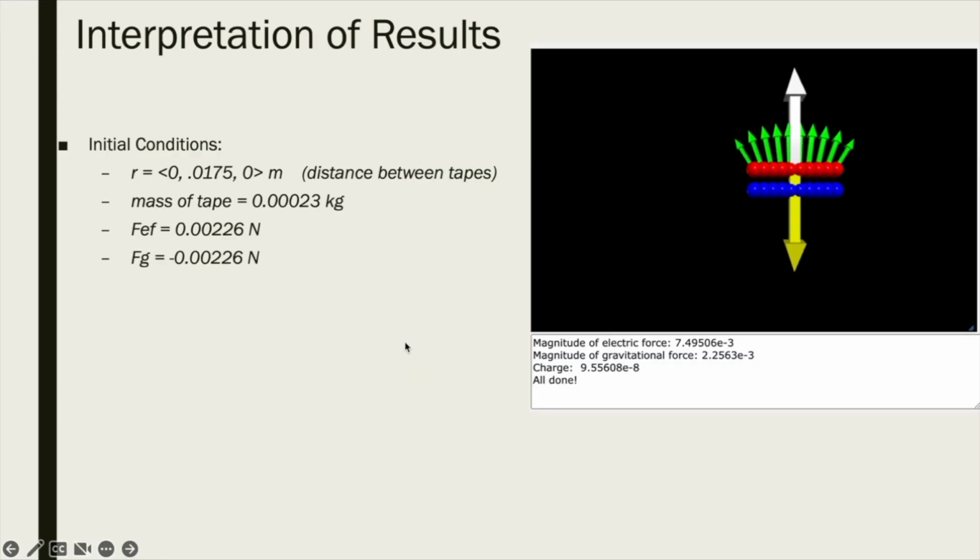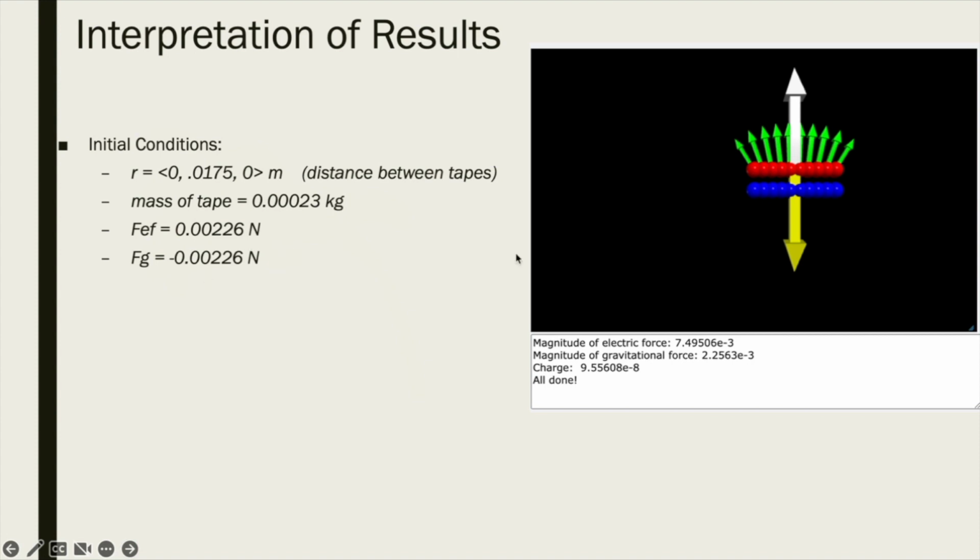Interpretation of our results: we have our initial conditions previously mentioned, we see this R vector of 0 in the X, 0.0175 in the Y and 0 in the Z. The distance between the tapes, the mass of the tape was 0.0023 kilograms, and that electric force and gravitational force have the same magnitude of 0.00226 newtons.